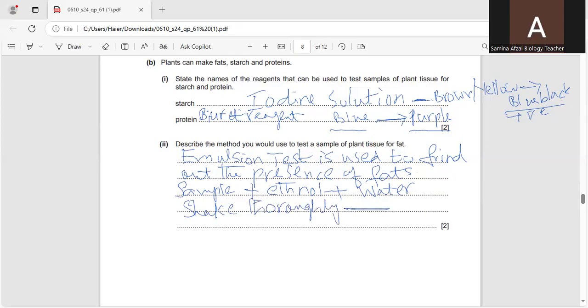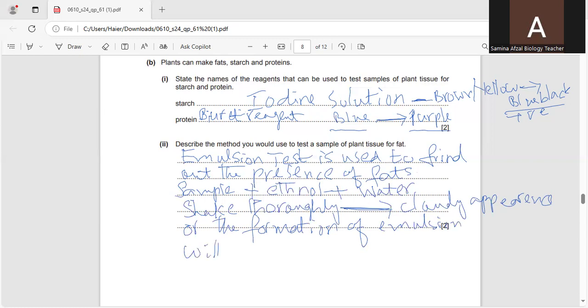Shake thoroughly, then a cloudy appearance or the formation of an emulsion will confirm the presence of fats.